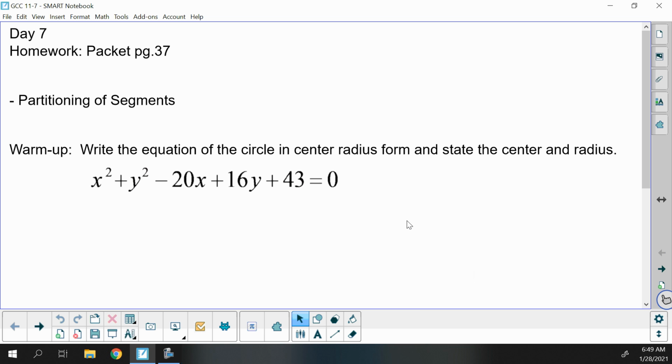Homework for tonight, you've got packet page 37. Notice it's just one page. And we've got a warm-up. So if you could pause the video right here, go ahead, do the warm-up.